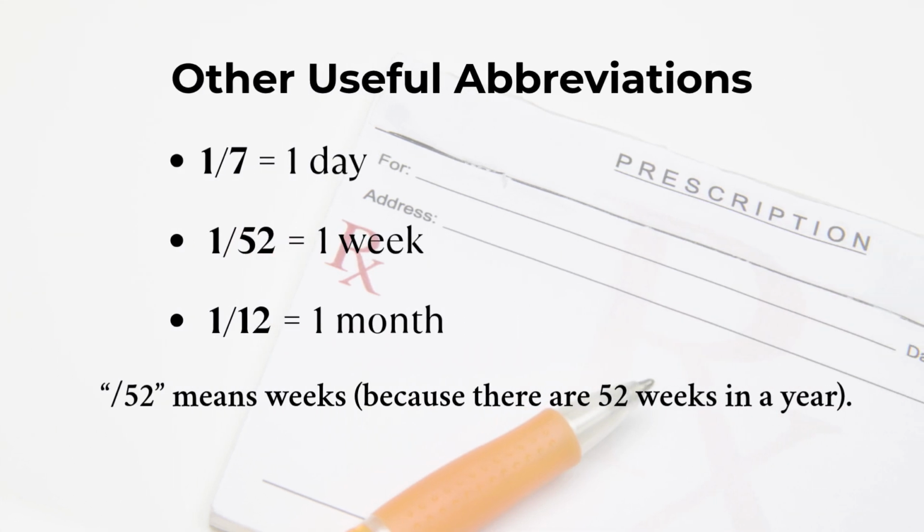These fractions help the prescriber note how long the treatment lasts. Just remember, /7 means days, /52 means weeks, and /12 means months. The /52 means weeks, because there are 52 weeks in a year.